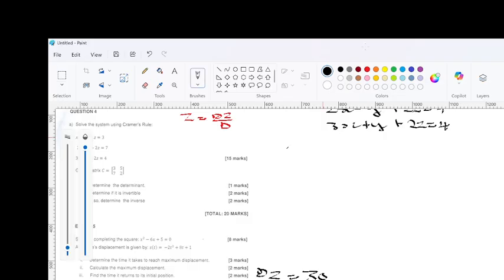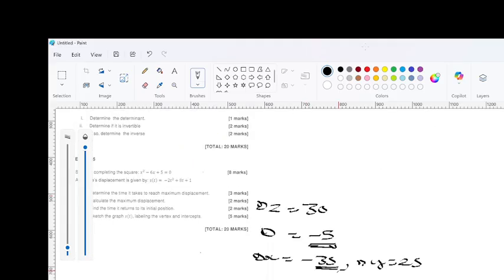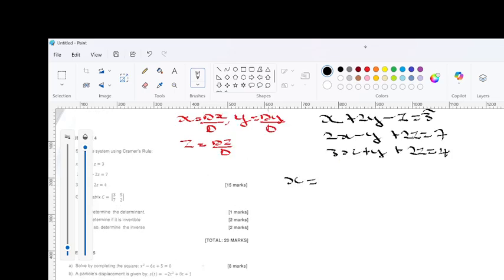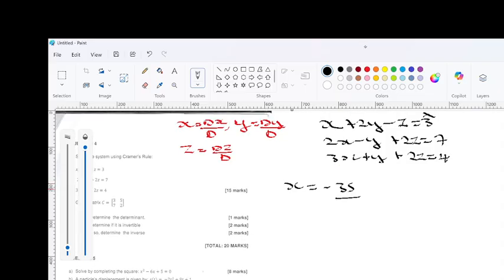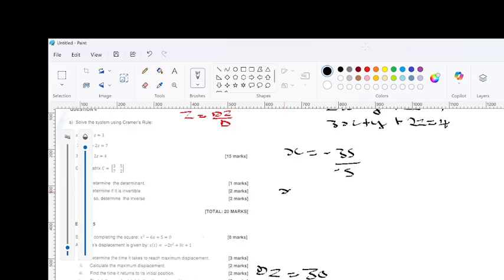So let's start with our dx. This is the formula that we have. Let me just copy it here. This formula is the one that we're going to use. So x is equal to dx over the determinant. We calculated dx to be -35. So our dx is -35 over the determinant for the whole system, that is -5. So x is equal to, what is -35 divided by -5? That is 7. So 7 becomes our answer for x.